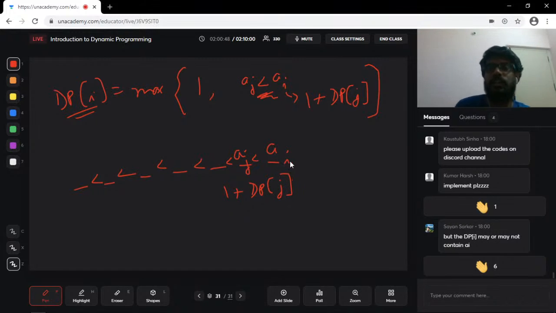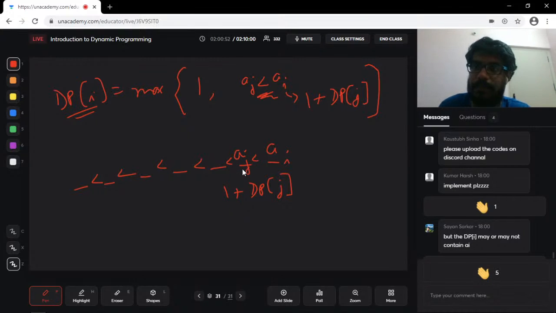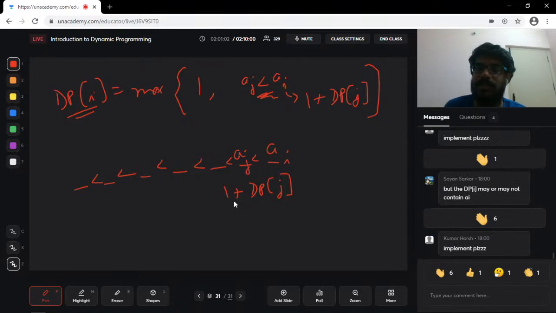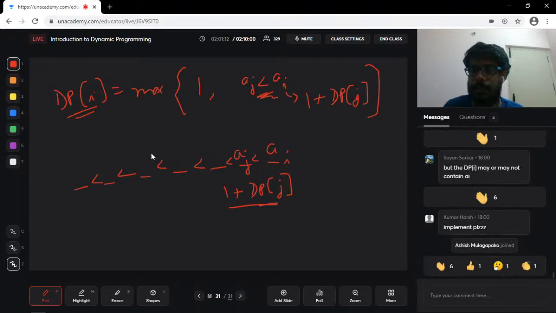Now do you see why the definition tweak helps us? Because now I know that dp of j ends at aj, and now I can compare aj and ai, right? Which is why the tweak of the definition helps us. So now I can just take 1 plus dp of j, and take the max over all such j, and I also take this 1 at the end, and that just gives me dp of i.